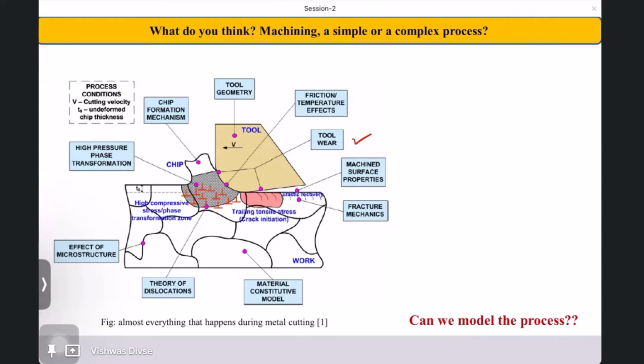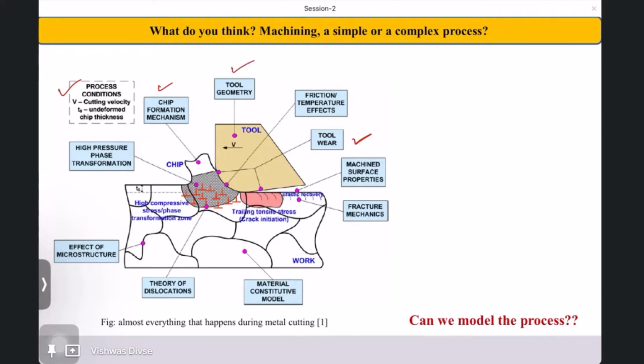I will explain it quickly. See, process condition for machining is basically we need to apply cutting velocity to the cutting tool. We need to define undeformed chip thickness, or we call it the feed or depth of cut. Then there is the chip formation mechanism, whether deformation is more in the primary deformation zone or the secondary deformation zone, whether the chip is forming serrations or not, whether it is continuous or segmented or sawtooth type. That all comes under chip formation mechanisms.